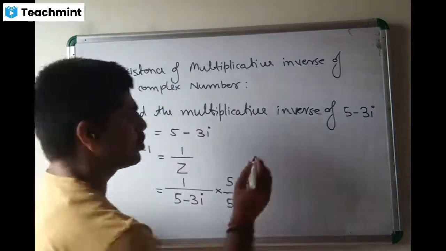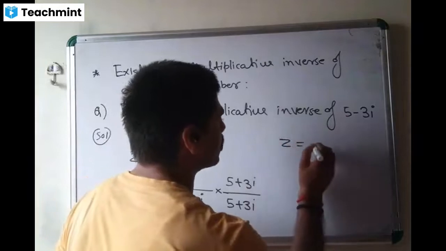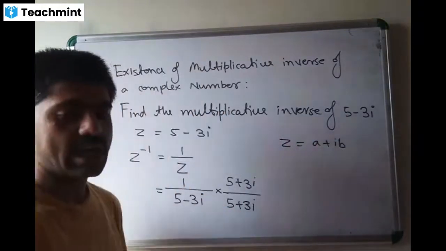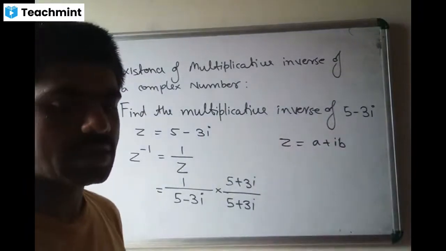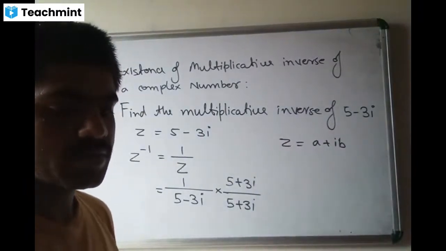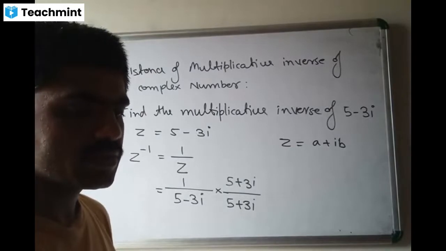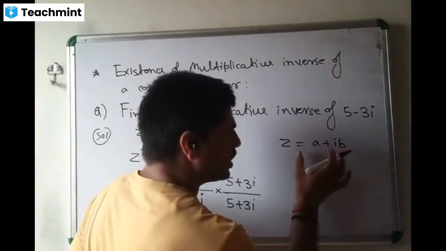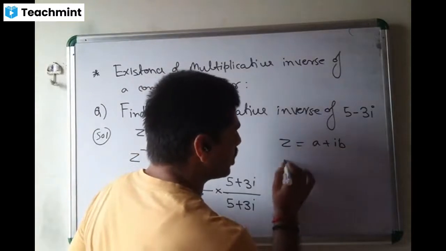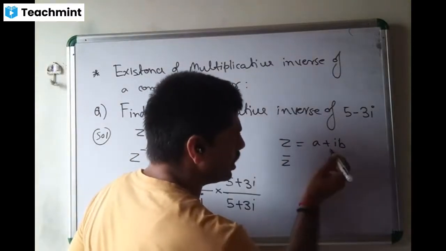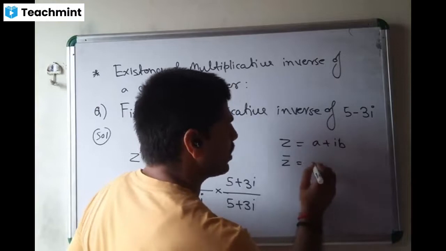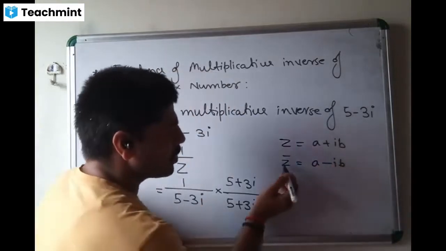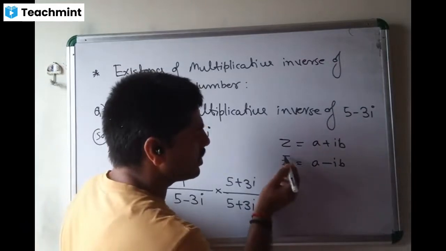Now see, suppose that you have a complex number Z is equal to a plus ib. Yes or no? Yes, sir. And you will find its conjugate. Conjugate means what? You will only change this i to minus i, so a minus ib. The conjugate of the complex number is denoted by Z bar.